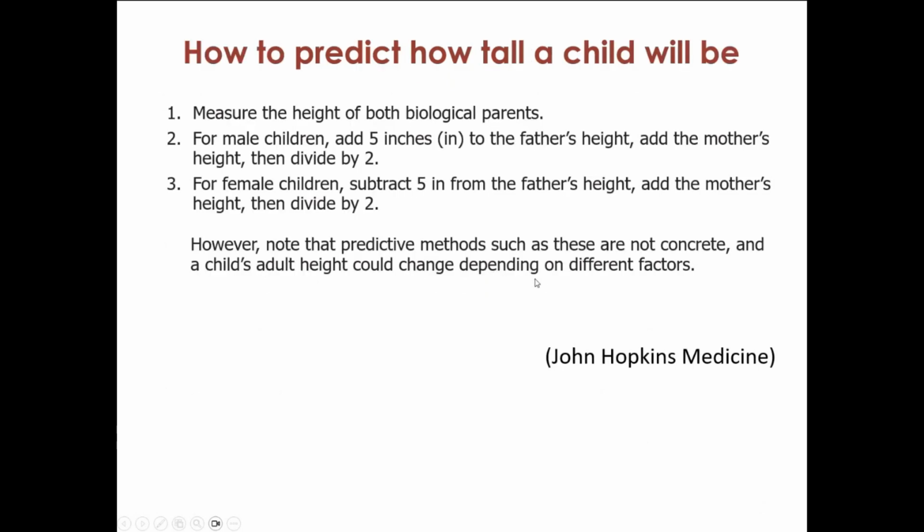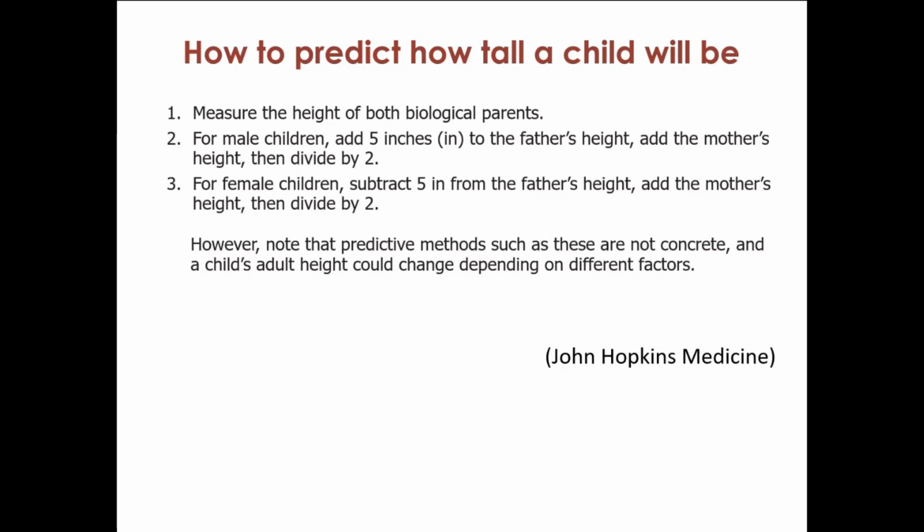Okay, maybe you already have a child, maybe no. But if you have a child, you'll be wondering how tall your child will be in the future. According to Johns Hopkins medicine, there is a formula to determine the height of your child. The main factor will be the height of both biological parents. So if you want to know how tall your child will become, then you need to measure your height and your wife's or your husband's height.